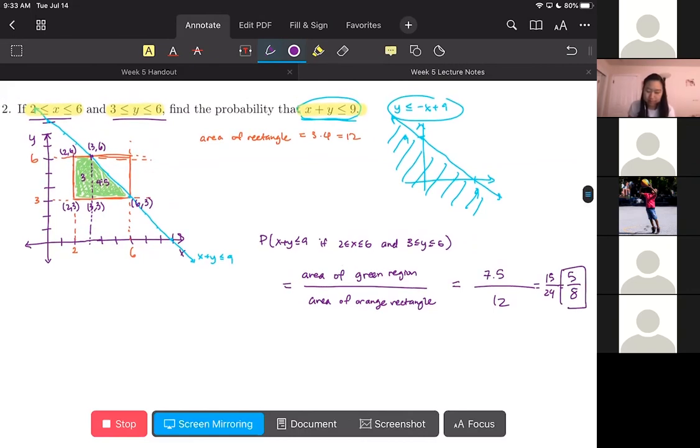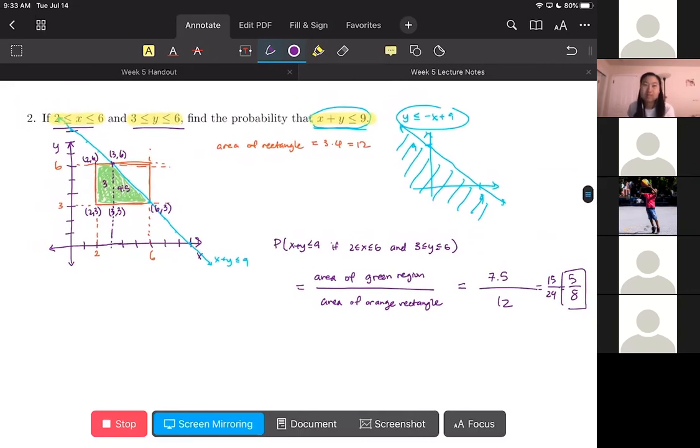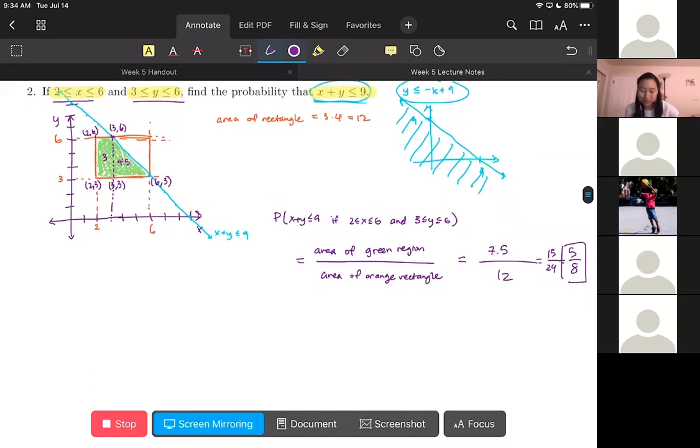Any questions on this problem? So this shows how we could generalize what we did on a number line to multiple variables. All right, let's try a different problem.